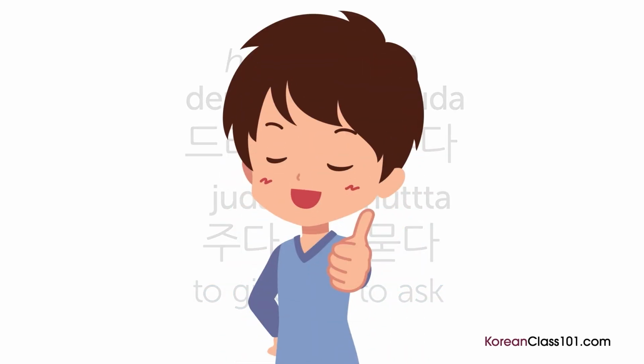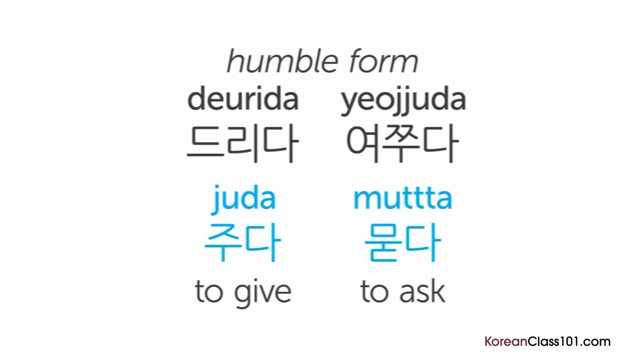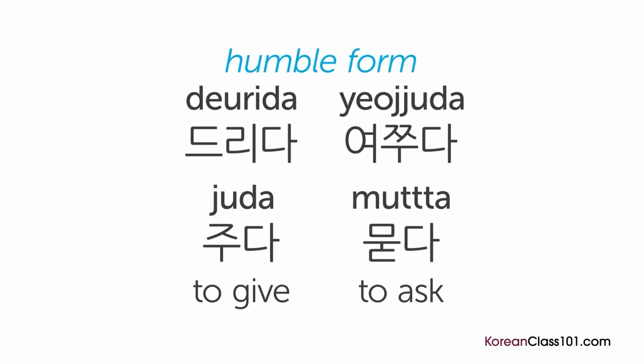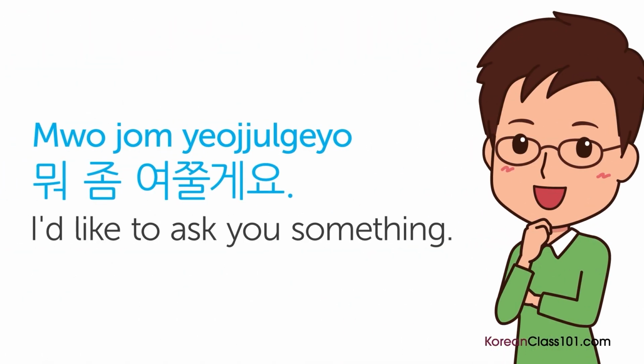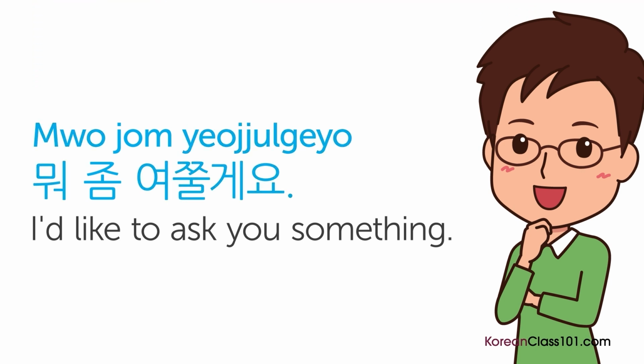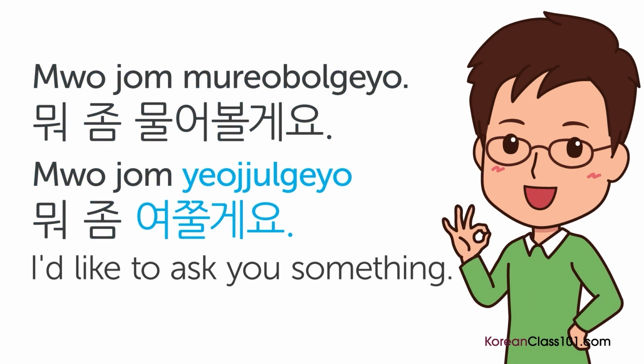Let's do some examples so you can learn how to use the humble forms of these verbs correctly. Let's say you want to ask a professor a question. How do you say, I'd like to ask you something? To show respect to your professor, you should use the humble form of to ask, 여쭈다, and say, 뭐 좀 여쭐게요. 좀 is another verb that makes your sentence sound softer. It sounds more polite than saying 뭐 좀 물어볼게요 because it uses the humble verb.